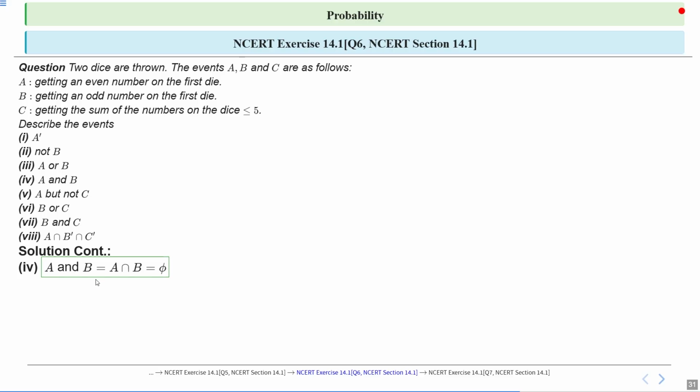Now A and B means A intersection B. You cannot find any sample point which is in event A and also in event B. So there is no sample point in both A and B. So A intersection B is the empty set.